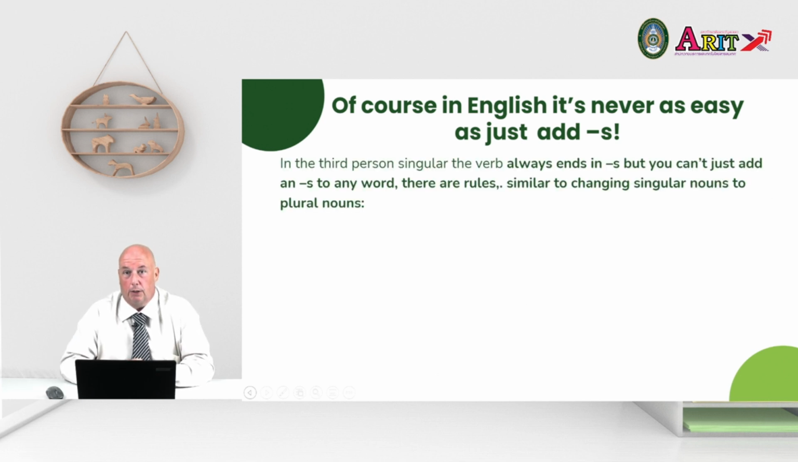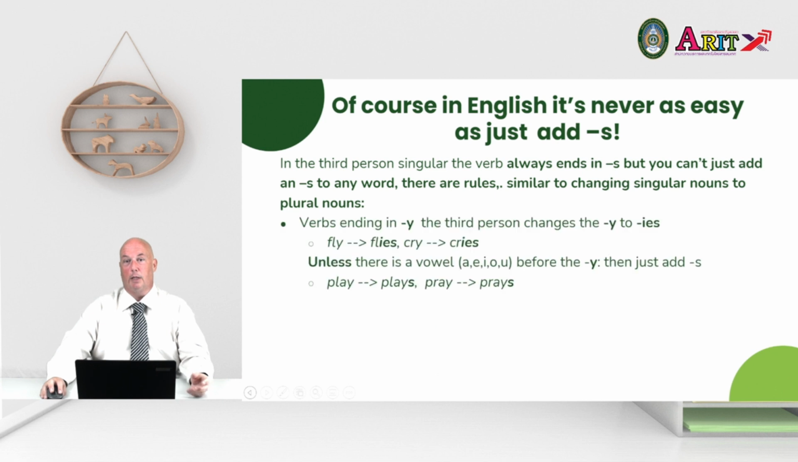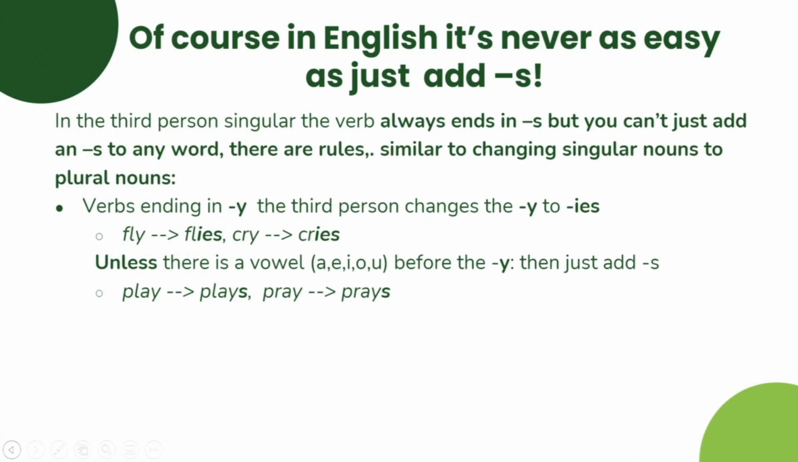The third person singular, the verb always ends in an S, but you can't just add an S to any word. The rules are similar to changing singular nouns to plural nouns. So that makes them a little easier. You don't have to learn everything from scratch. But here are the important bits you need to know. If a verb ends in a Y, the third person changes the Y to IES. For example, fly becomes flies. Cry becomes cries.